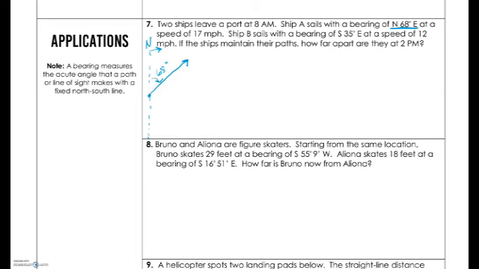Ship B sails with the bearing of south 35 east. So this one is going towards the south, still going east, which is this way. I better not make those look too much the same. So 35 is like way less of a steep line. And so this angle right here is 35 degrees. Okay, this angle in here is 35 degrees, at a speed of 12 miles per hour.